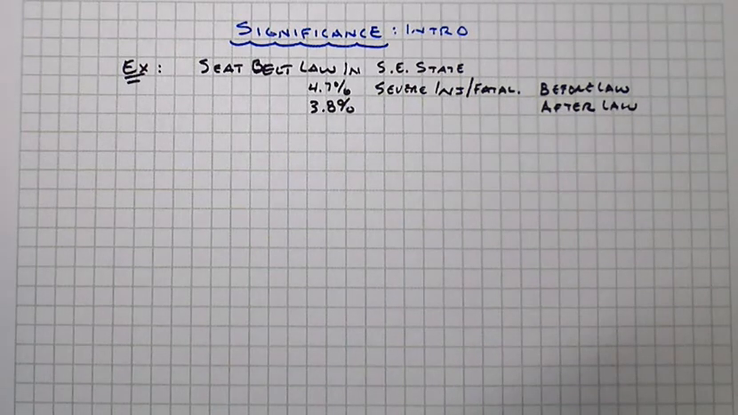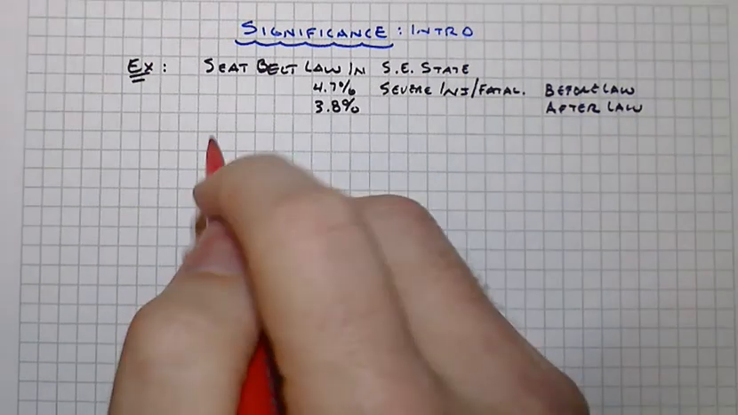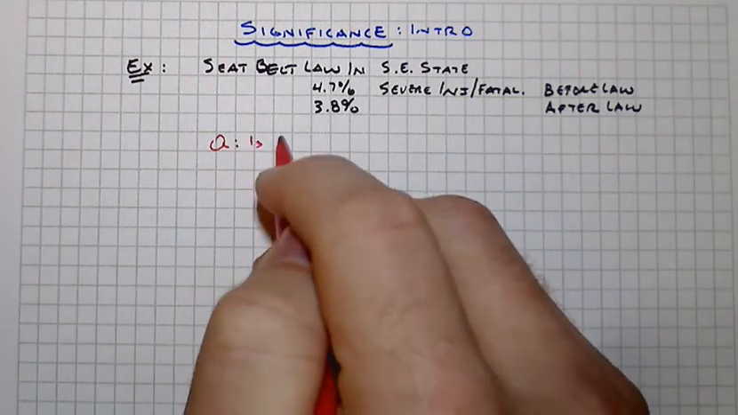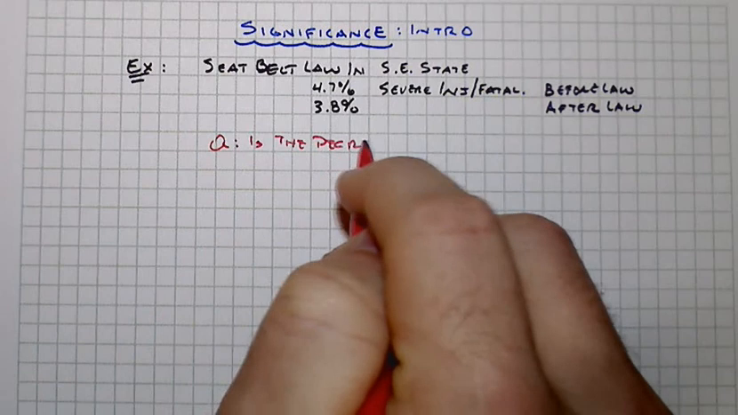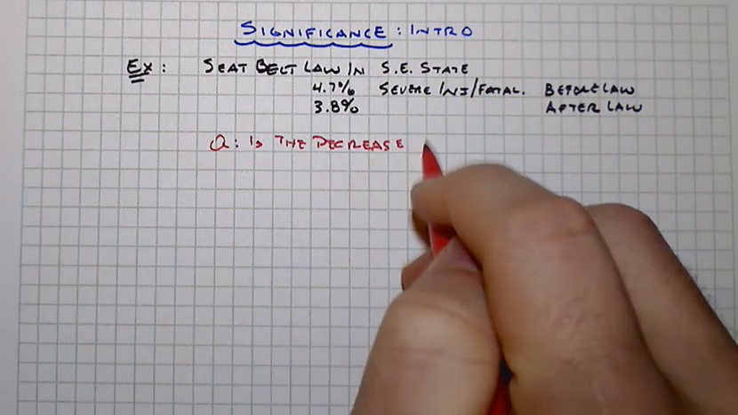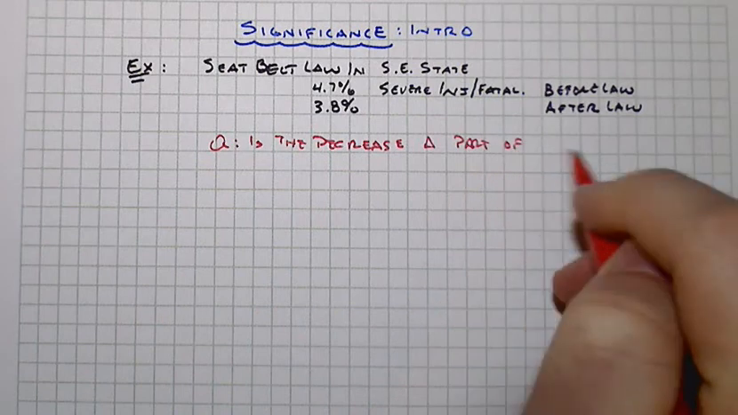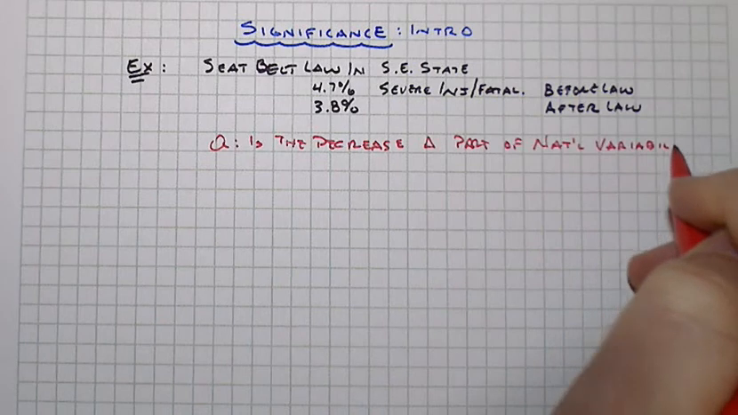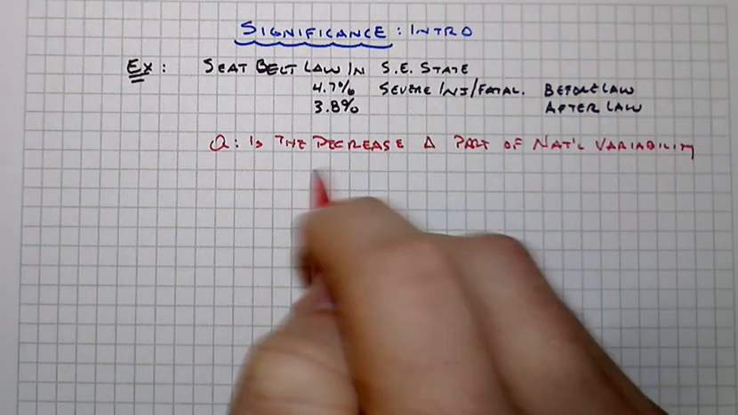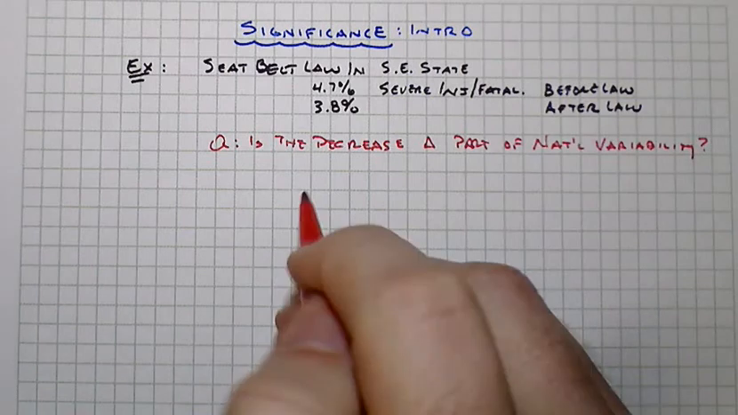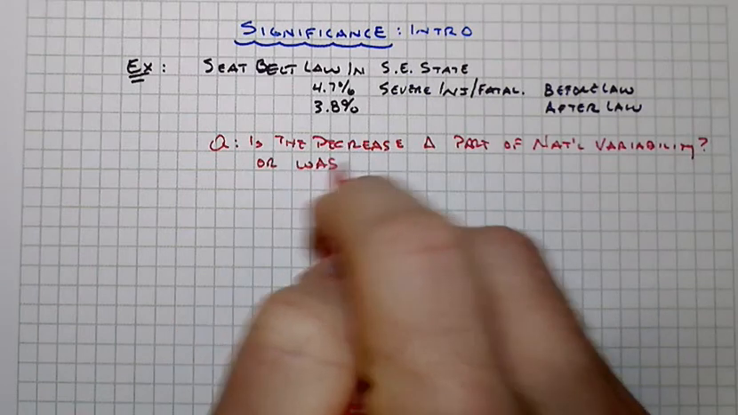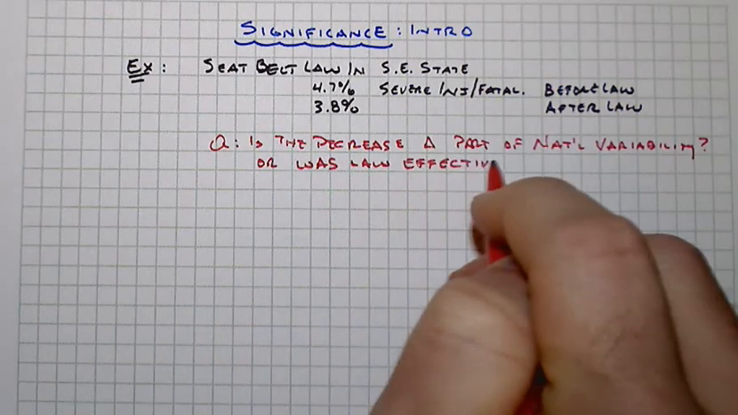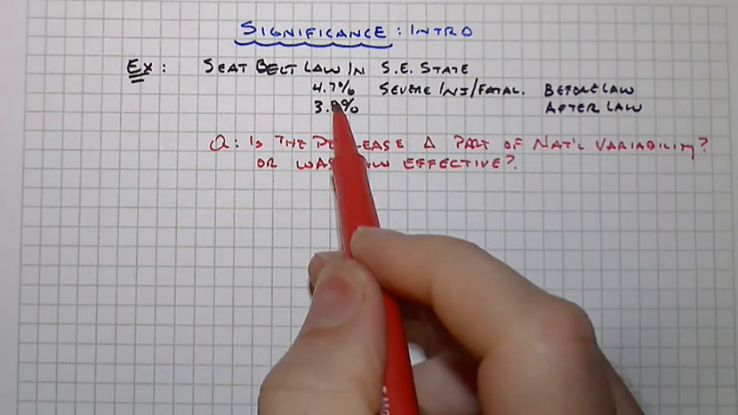And so one of the questions that's of course natural to ask here is, is the decrease a part of natural variability, or was it the case that the law was effective? How significant is this decrease of 0.9%?